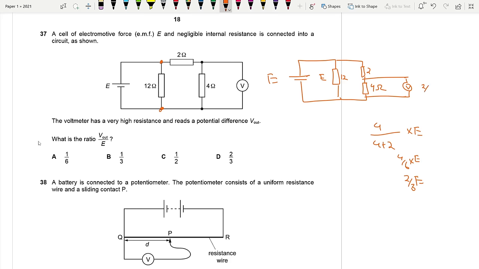Okay, this is actually 2 thirds of E. Okay, and this is getting E. So if we do the ratio of V out by E, 2 thirds of E by E, we're going to get rid of E. We only end up with 2 by 3. So 37D is the answer.